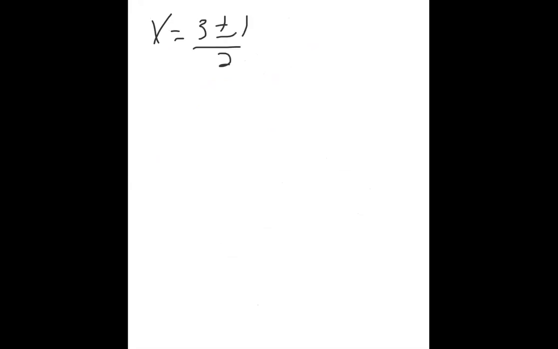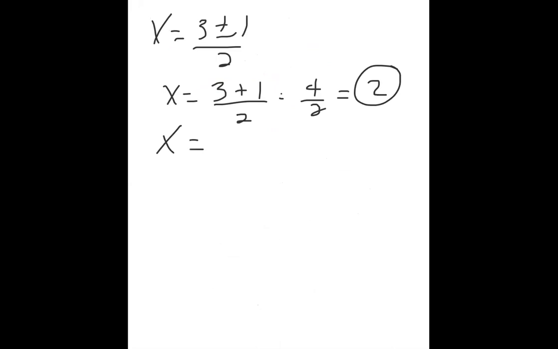So there's essentially 2 equations here, guys. One of them is x equals the sum, 3 plus 1 divided by 2. 4 divided by 2, that gives you 2. Remember, we got these answers already. And then the difference, x equals 3 minus 1 over 2. And 3 minus 1 is 2. 2 divided by 2 gives you 1. There's your other solution. And just like that, you're done.